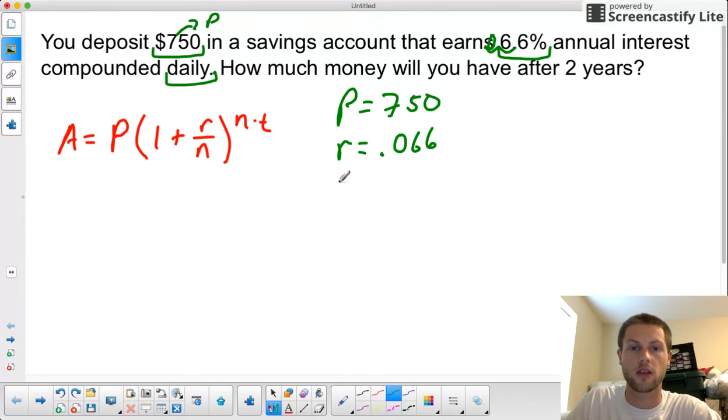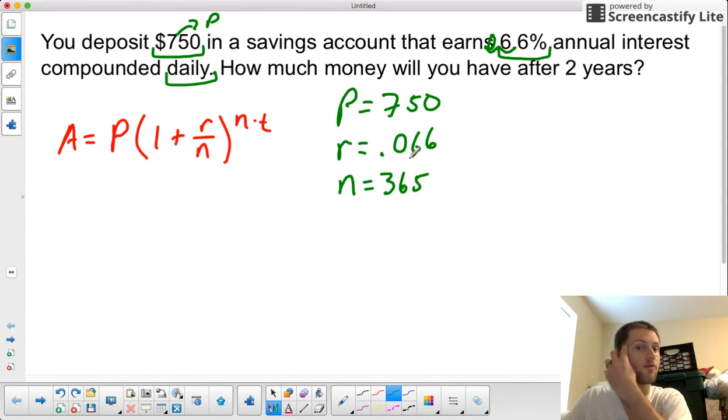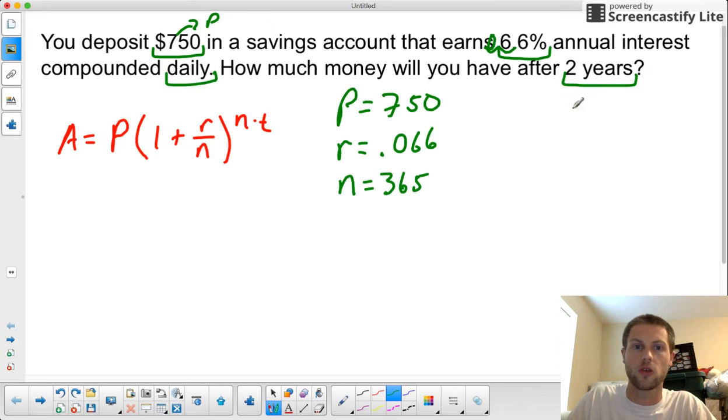And I have annual interest compounded daily. That's a key there. That's going to give me what this N value is. That's going to represent the number of times that I'm compounding in 1 year. So if I'm compounding daily, then my N will be 365, since there are 365 days in a year. Now the question is, how much money will I have after 2 years? That final variable that I am gathering from this is that T equals 2 for 2 years.